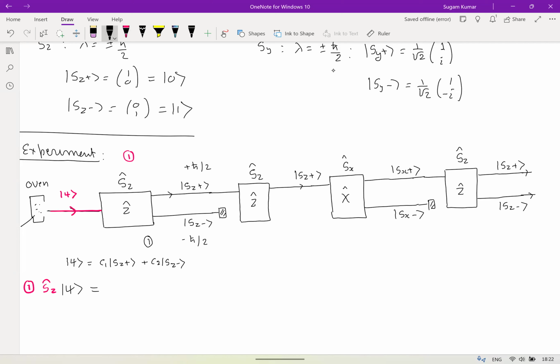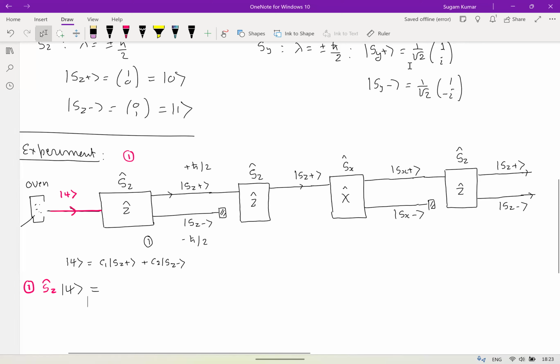Can somebody tell what will happen when you apply Sz on the psi? Anybody would like to? Hello, sir. Yes. If you operate Sz, then it will pick up both the up and down components from that Sz.